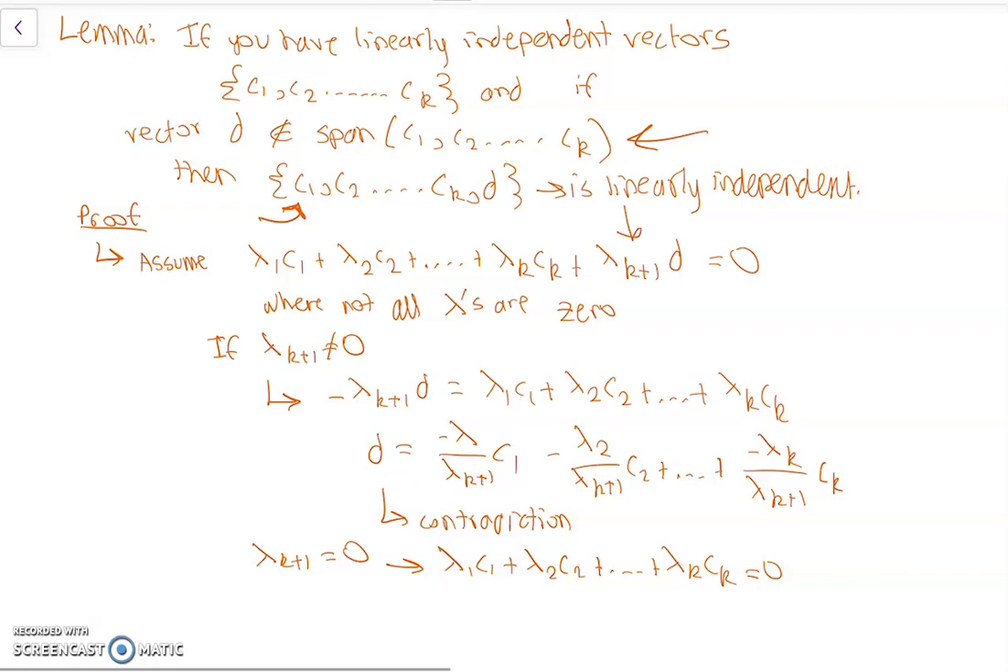But now it follows that we have a linear combination of just the c's, which gives us 0, because now lambda k plus 1 is gone. So this is also a contradiction, because since lambda k plus 1 is 0, from our earlier assumption, one of these lambdas from lambda 1 to lambda k must be non-zero, which means the c's are not linearly independent here. However, the initial condition of the lemma is the c's must be linearly independent, and both cases lead to a contradiction, which means this lemma has been proven.